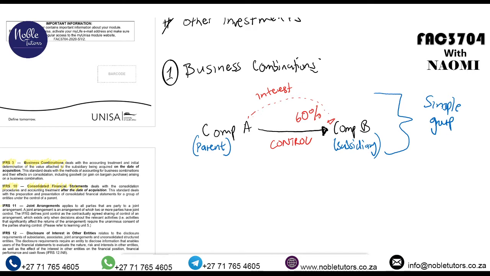But it's going to get complex now. In FAC 3704, we are getting complex, all right? I hope we're still best friends. I hope we're still together. All right, let's go on.